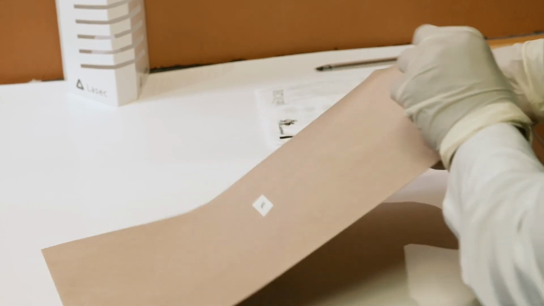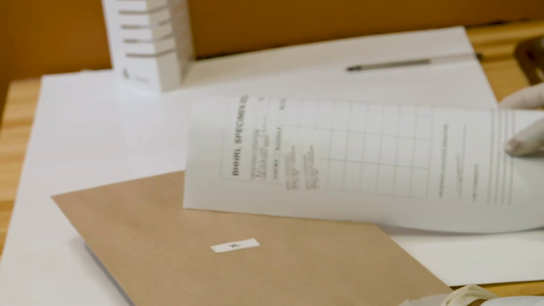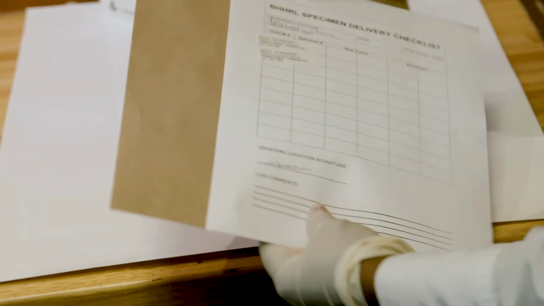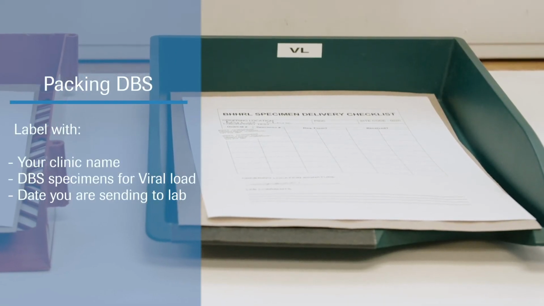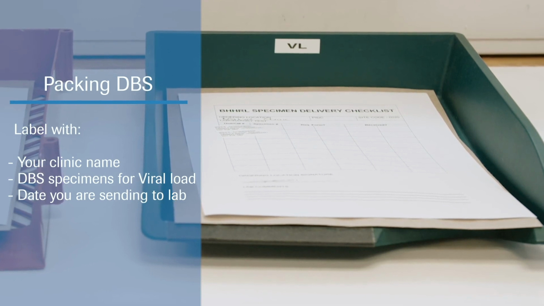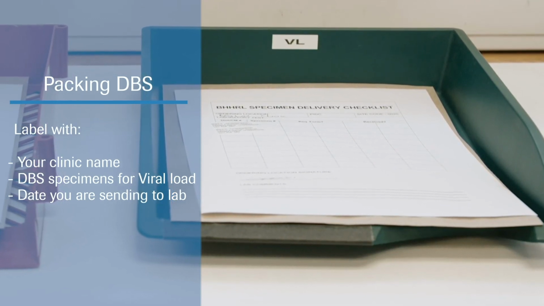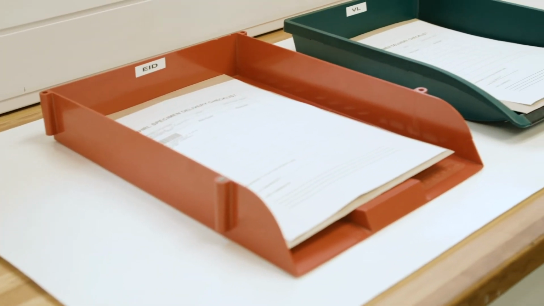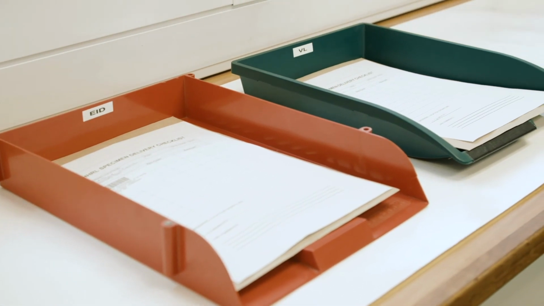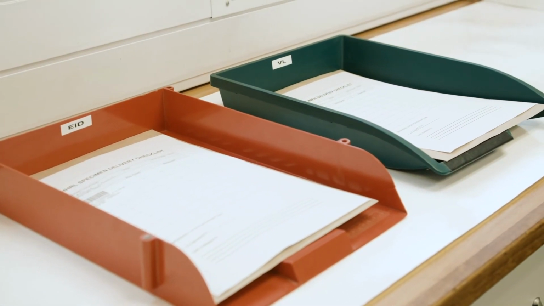Place all the lab forms and the plastic bags of DBS into the shipping envelope. Be sure to label each shipping envelope with your clinic name, DBS specimens for viral load. This will help the lab know that these samples are for VL testing, and the date you are sending the specimens to the lab. It is important to not place EID and VL samples together in one shipping envelope.